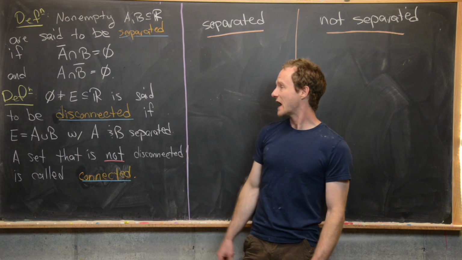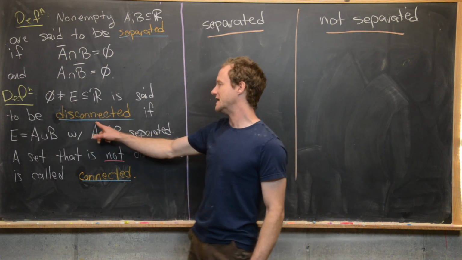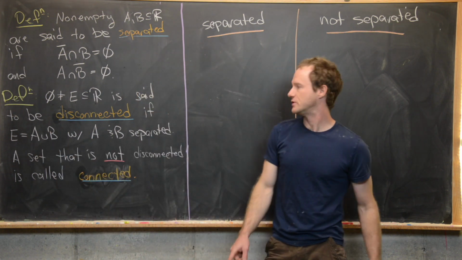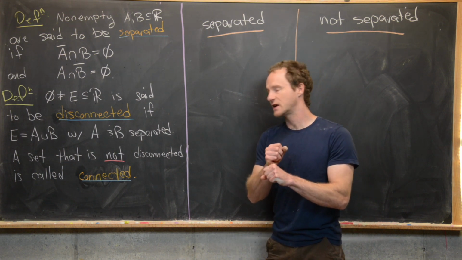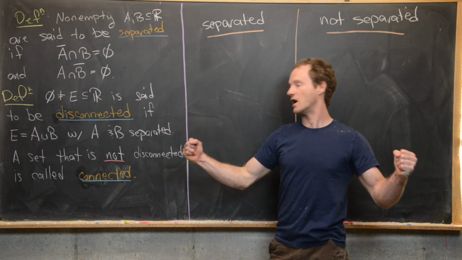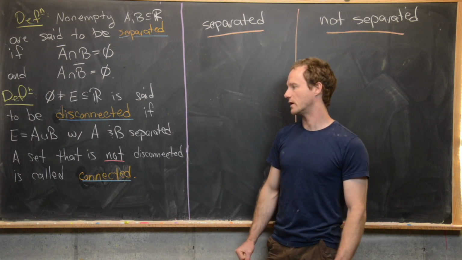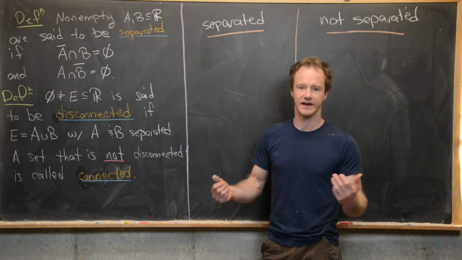Now next we want to say E, which is a non-empty set of real numbers, is disconnected if E equals A union B, where A and B are separated. This can be thought of as the separation of E into these two disconnected components, if you will. A set that is not disconnected is called connected.